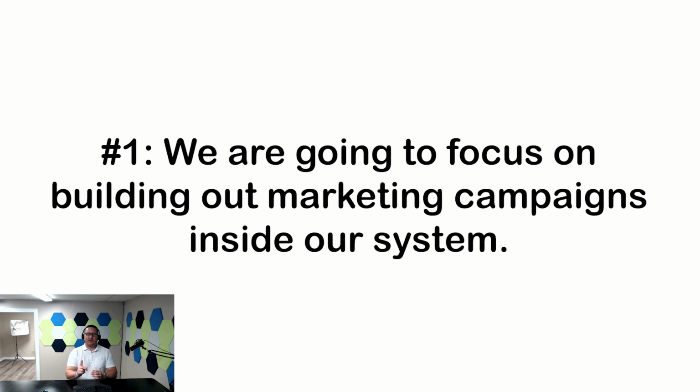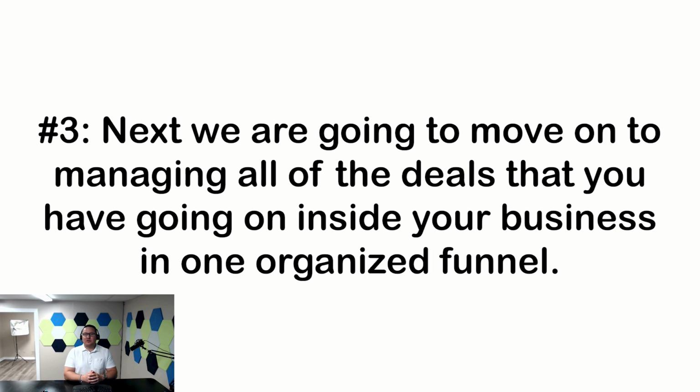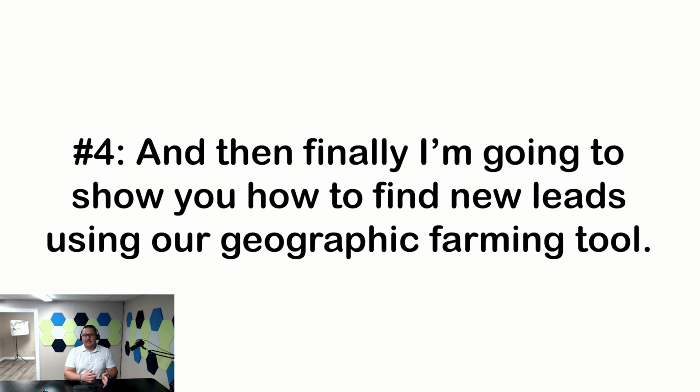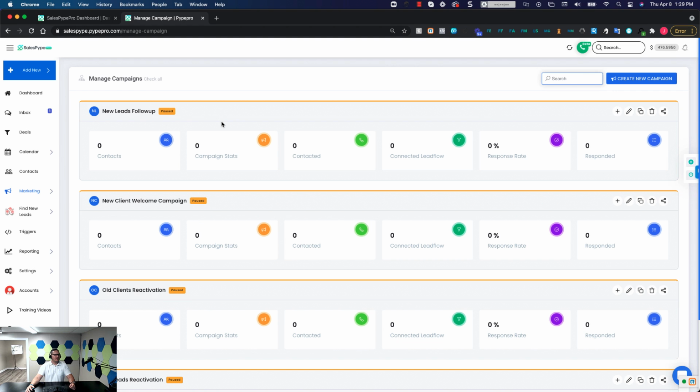Number one, we're going to focus on building out marketing campaigns inside our system. Number two, we're going to focus on keeping all of your conversations that you have with contacts organized in a simple, easy to use inbox. Next, we're going to move on to managing all the deals that you have going on inside your business in one organized funnel. And then finally, I'm going to show you how to find new leads using our geographic farming tool. So with that being said, let's get started.